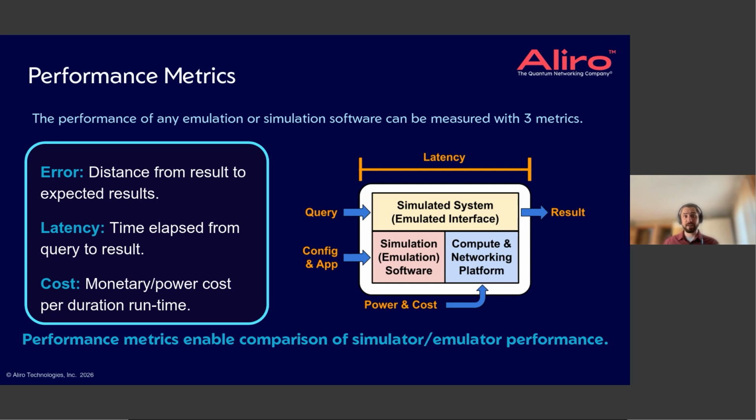Now, in addition to error, there's also the latency. This is how long it takes you to produce a result from a query, and there's also the cost. This is how much money or power it takes to run the compute platform that you use to acquire the results. Note that these are all interrelated metrics, where latency might be decreased by increasing the cost, or error might be decreased by, once again, increasing the cost.